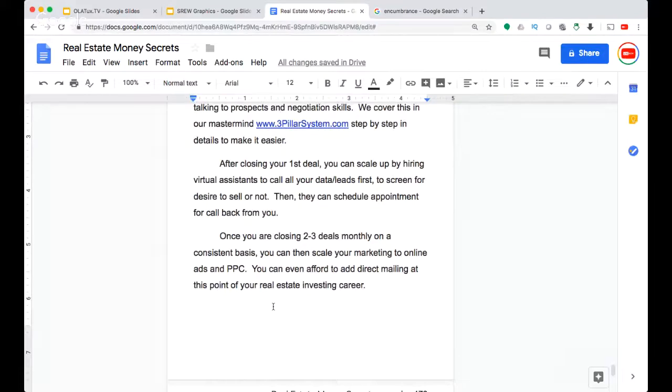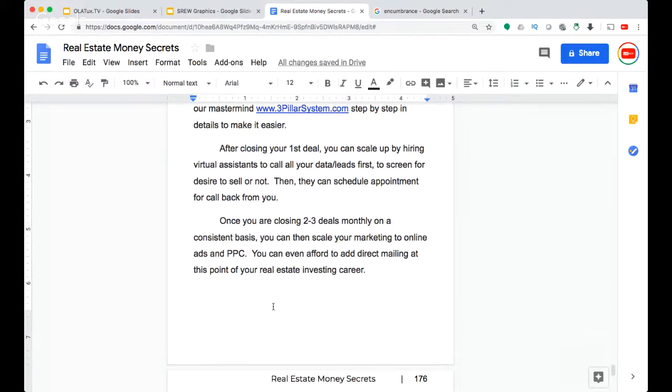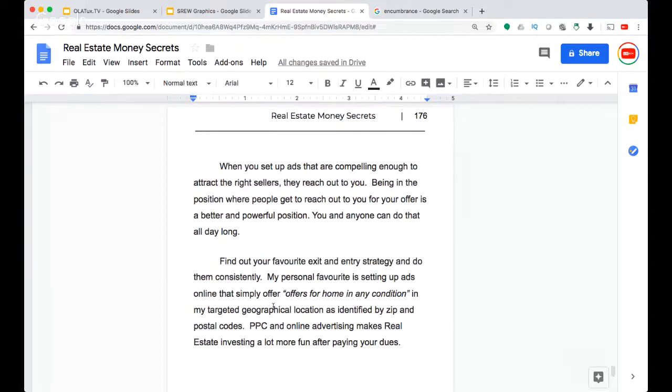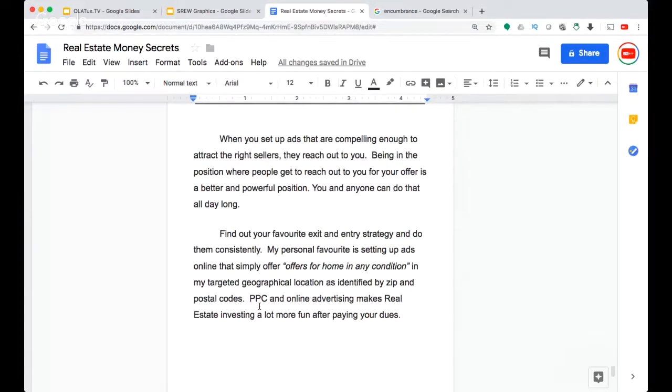Once you are closing 2 to 3 deals monthly on a consistent basis, you can then scale your marketing to online ads and PPC. You can even afford to add direct mailing at this point of your real estate investing career. When you set up ads that are compelling enough to attract the right sellers, they reach out to you. Being in a position where people get to reach out to you for your offer is a better and more powerful position. You and anyone can do that all day long. Find out your favorite exit and entry strategy and do them consistently. My personal favorite is setting up ads online that simply offer to buy homes in any condition in my targeted geographical location as identified by zip and postal codes. PPC and online advertising makes real estate investing a lot more fun after paying your dues, of course.